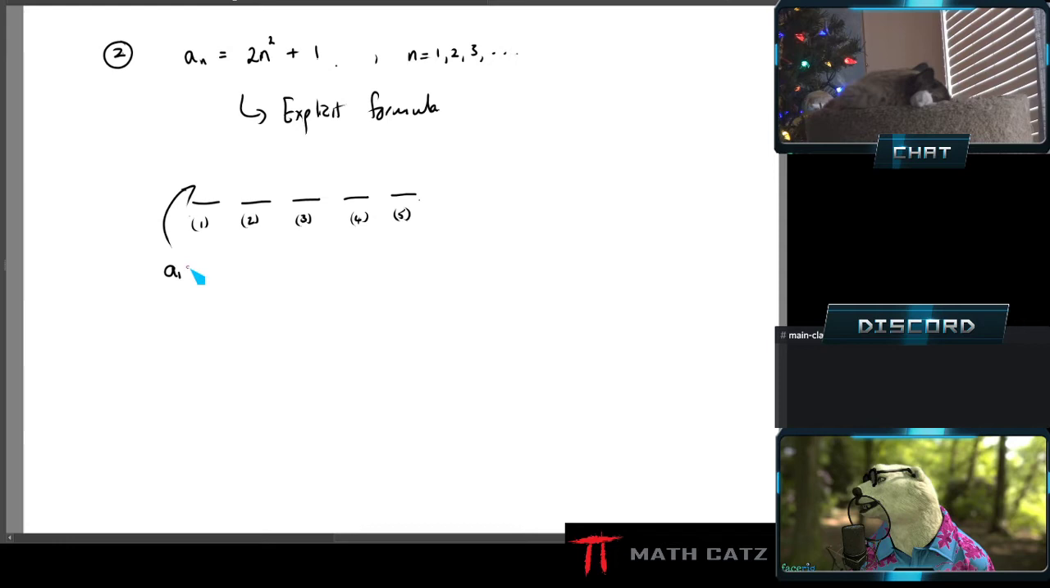First term is called A1. For my immediate purposes, n is equal to 1. So I plug it in. 1 squared is 1 times 2 is 2 plus 1 is 3. Then next one, n is equal to 2. Plug that in there. n squared is 4 times 2 is 8 plus 1 is 9. Next one, n is equal to 3 for this one. Plug it in. 3 squared is 9 times 2 is 18 plus 1 is 19.